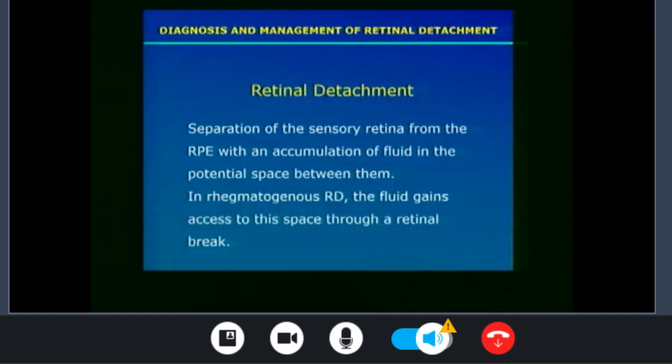In rhegmatogenous retinal detachment, rhegma in Latin means tear. So in detachment due to retinal tears, the fluid gains access to this space through the retinal break.